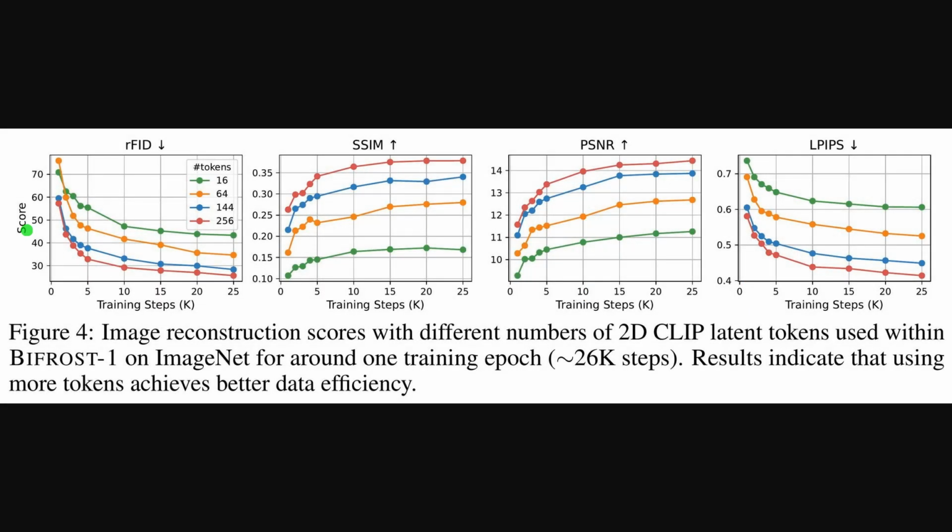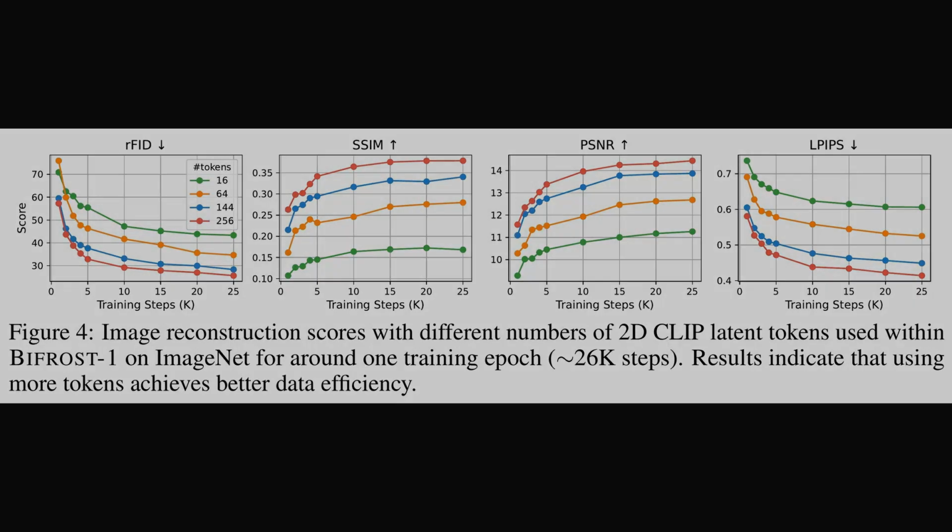Next, these plots track reconstruction as we scale the number of patch-level CLIP tokens. More tokens, like 256, consistently win. On the left, lower rFID drops fastest and lowest with more tokens. Moving right, SSIM and PSNR rise steadily with token count, showing sharper, more faithful reconstructions. Finally, LPIPS falls the most when using 256 tokens, indicating perceptual similarity improves quickly, even within one training epoch.